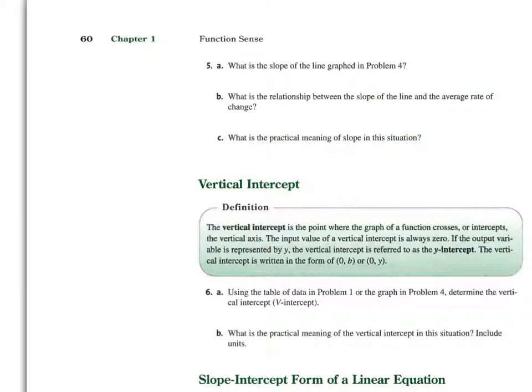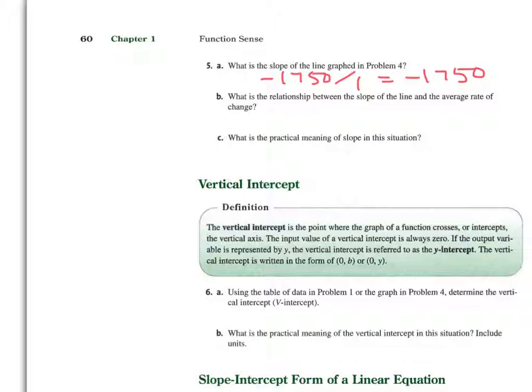Okay, so what is the slope of the line graphed in that problem? Well, if I find the slope using changing y over changing x, which I already did, we find that it's negative 1750 over 1, which I don't really need the 1 here, but I'm just trying to show that it's per 1 year. So I would write it as negative 1750.